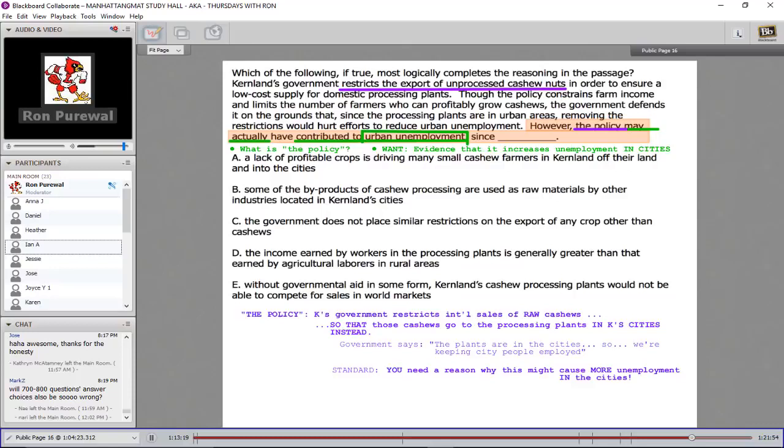If you think about this for a second, the unemployment is not going to be unemployed people at the processing plants, because the one thing this policy will definitely do is guarantee a workflow to the processing plants. That will definitely happen. So if this is going to happen, it's going to have to be somebody else in the city who does not work at the processing plant. Give me a smiley face if that makes sense. Your evidence is going to have to point to someone in the city other than the processing plant workers.